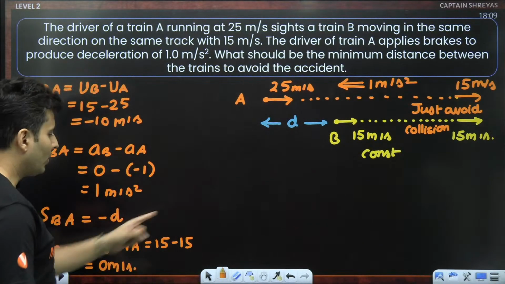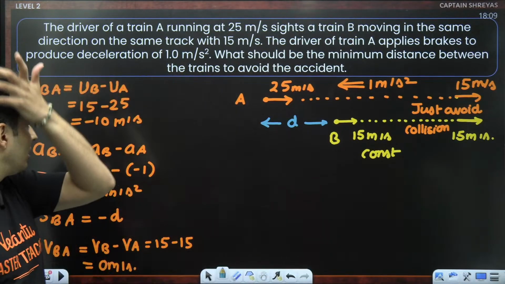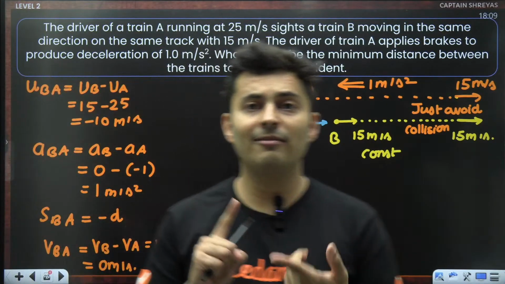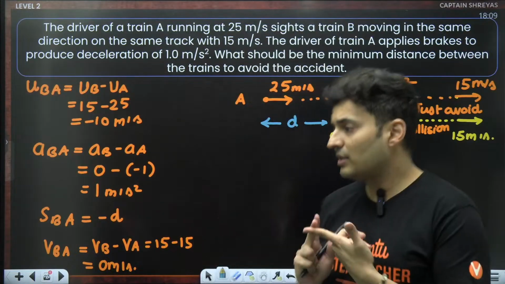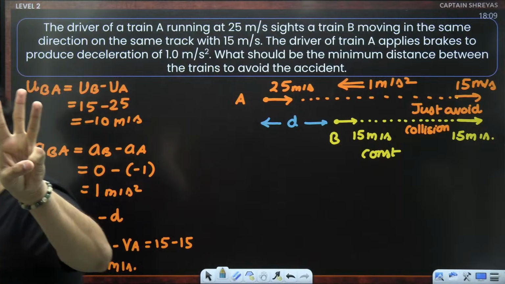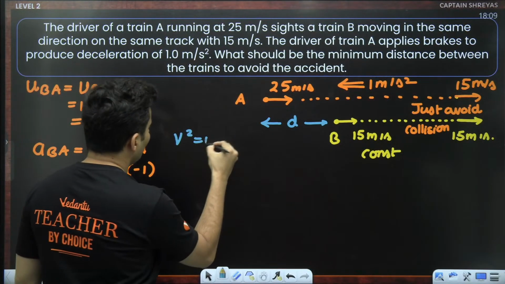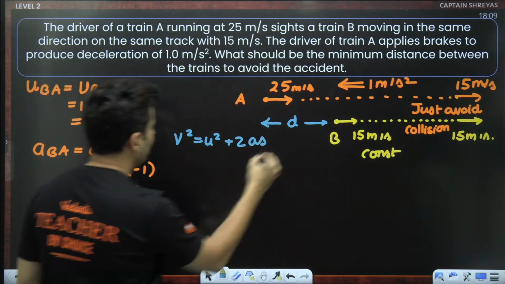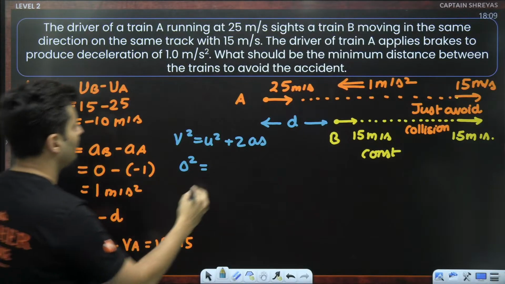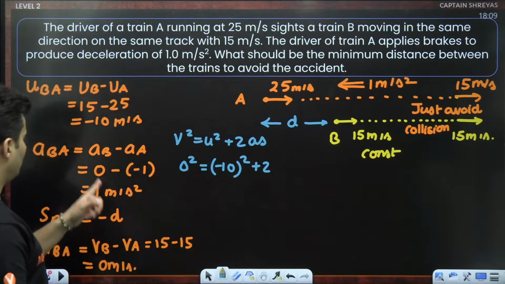Now, what do we do? Let's use a kinematic equation. Which kinematic equation? First, second, third, fourth. See, there is no time involved. So I don't think unnecessarily involving V is U plus AT or S is UT plus half AT square is advisable. Rather, we will use the third equation. Third equation is V square is U square plus 2AS. Final velocity 0. Initial velocity is minus 10. So minus 10 whole square plus 2 into acceleration, which is 1.